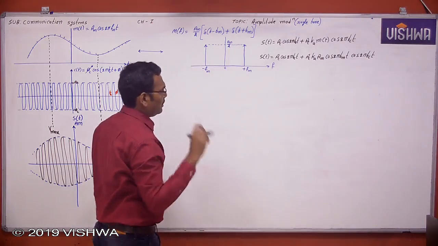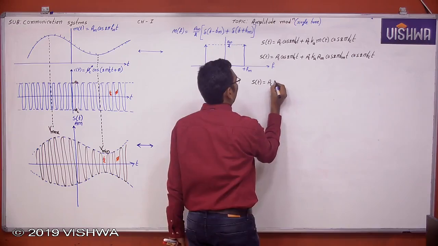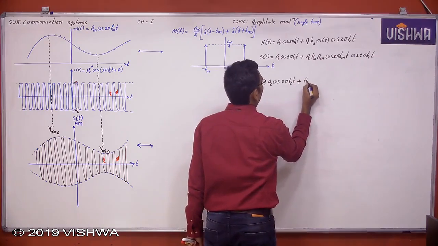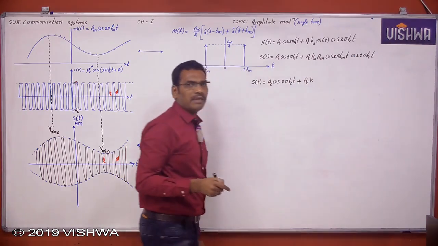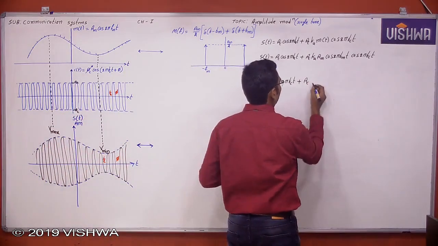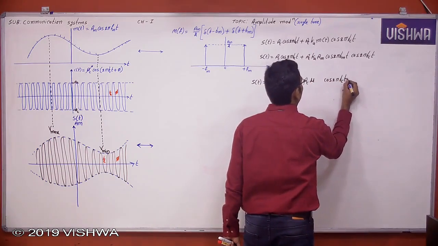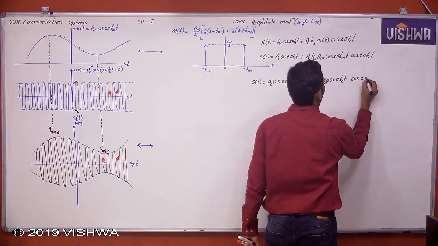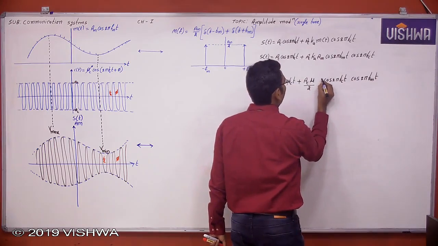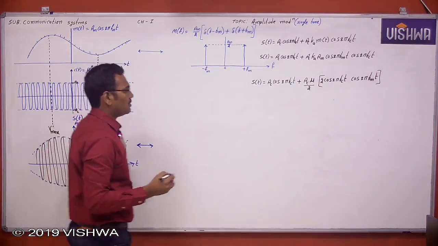Therefore, now see here, S of t is equal to Ac cos 2 pi fc t plus Ac. What is Ka into Am? Ka into Am is nothing but the modulation index mu. Modulation index mu into cos 2 pi fc t into cos 2 pi fm t. Now this is divided by 2 and multiplied with 2. What is 2 cos A cos B? Cos of A plus B plus cos of A minus B.